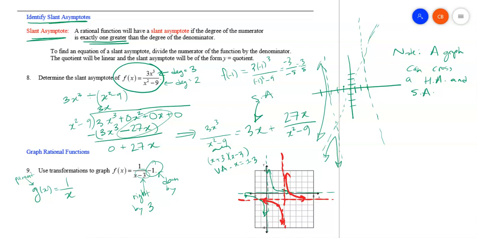And so we're going to have one more quick video from this section where we will deal with an application for using rational functions, and then we will be done with 3.5 and we'll be getting ready for chapter 4.